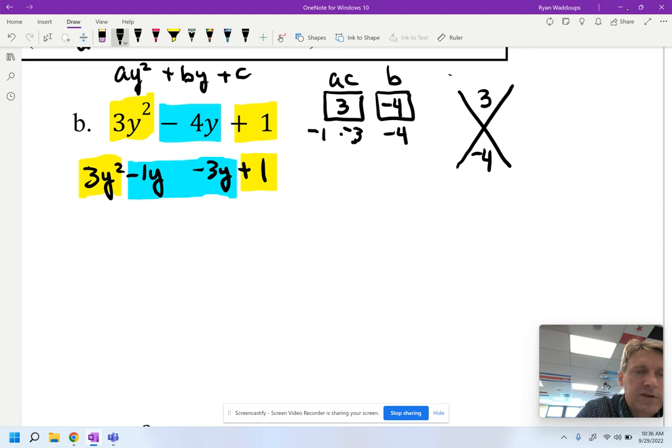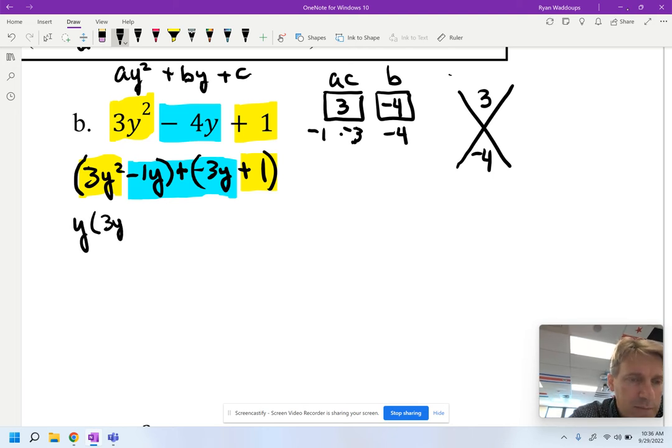But now I'm going to separate these out into groups like this and like this, and I'm going to put a plus sign in between. And then I'm going to factor the greatest common factor out of each group. That's y times 3y minus 1. And over here it's negative 3y and plus 1. Remember that when we have a negative leading coefficient, we want to factor out the negative. So I'm going to put negative 1 times 3y, and negative times positive 3y would give me negative 3y. And over here it would be minus 1, because a negative 1 times a negative 1 would be positive 1.